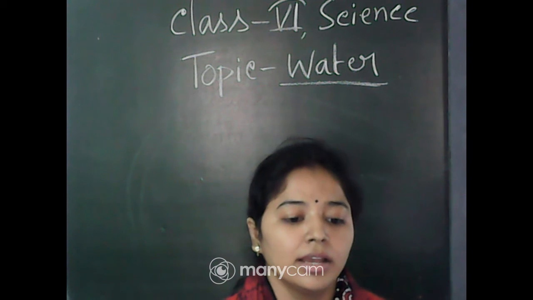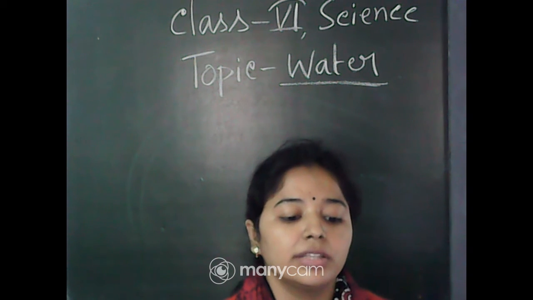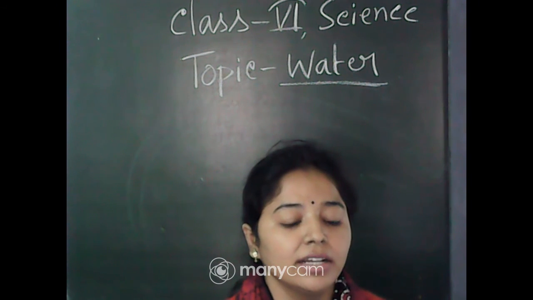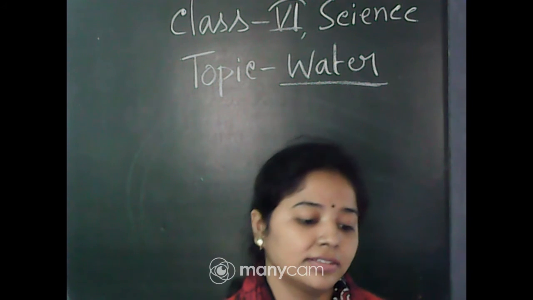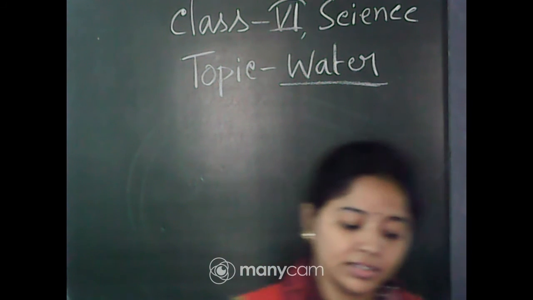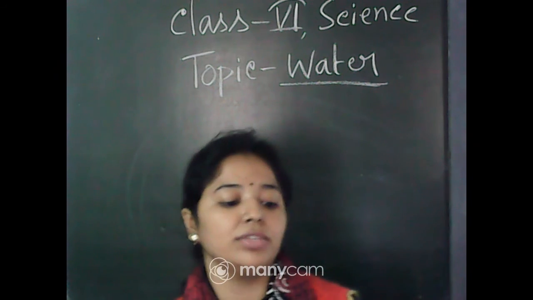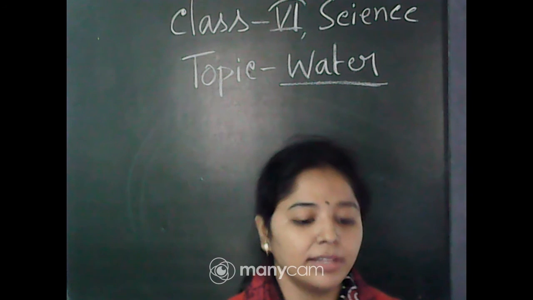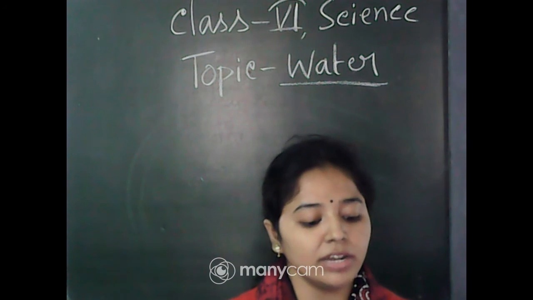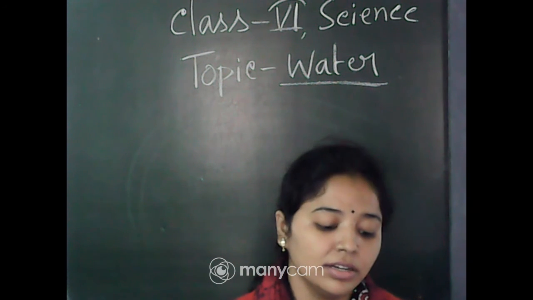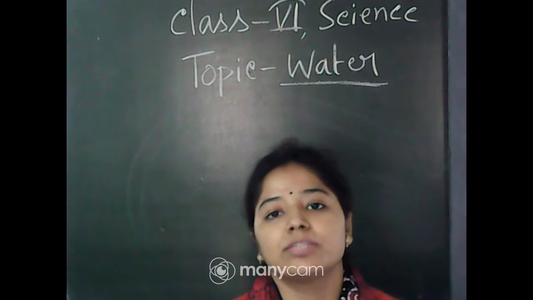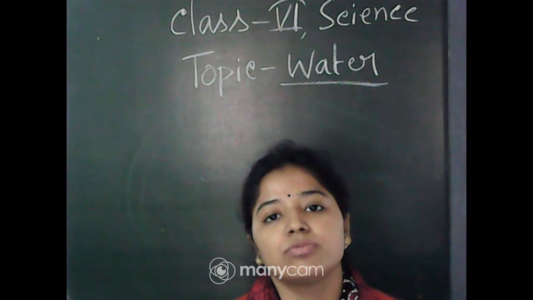Now, as you know, what is the water cycle? That is already in your chapter. Circulation of water within the environment. The process of circulation or continuous movement of water between the water bodies like oceans, rivers, ponds, etc. is known as the water cycle.